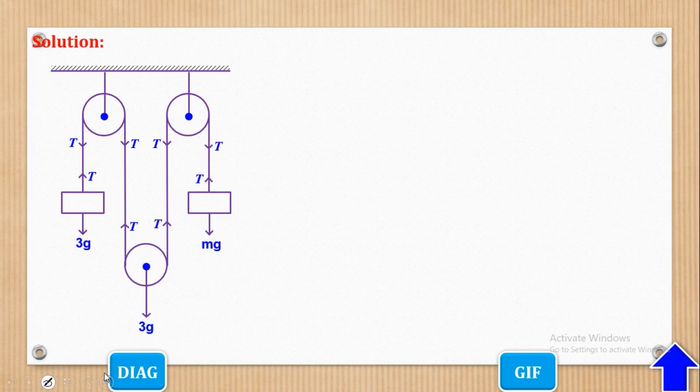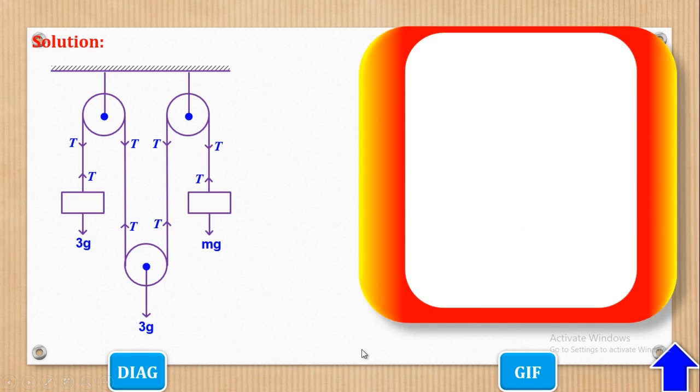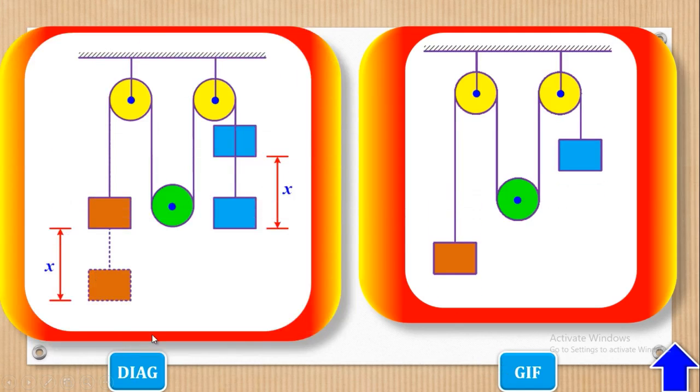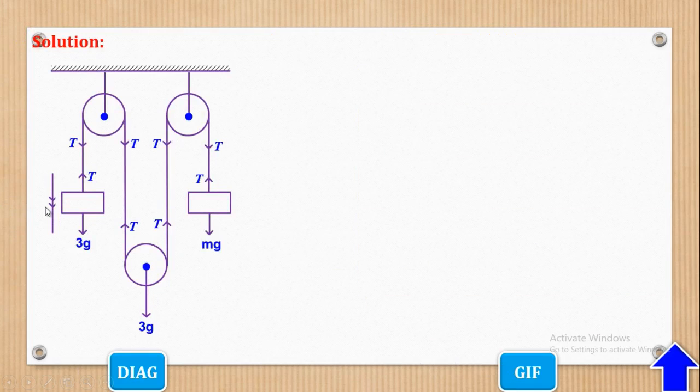So now we have shown all the forces, but remember they told us that this pulley does not move up or down, so the system will be like this. So this system does not move, so this will move downwards and this will move upwards. That means that they have the same acceleration because they move the same distances in the same time. Therefore this will be downwards and it will be a, and this will be upwards and it will be a.